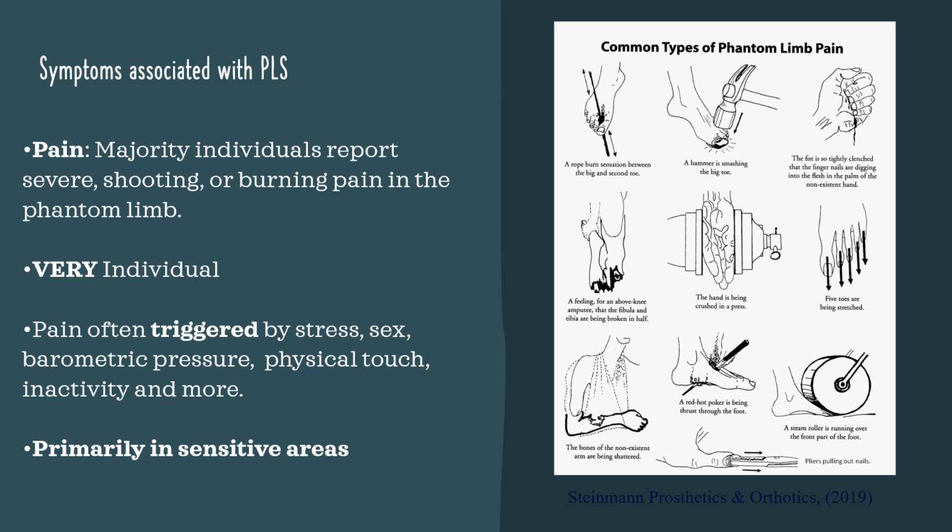Pain is also triggered by many different things, such as sex, barometric pressure, physical touch, inactivity, focusing on the missing limb, and other factors. However, it's most often felt by all individuals in the most sensitive areas of a lost appendage. For upper limb amputees, the hands and the fingers, and for lower limb amputees, the foot and the toes.